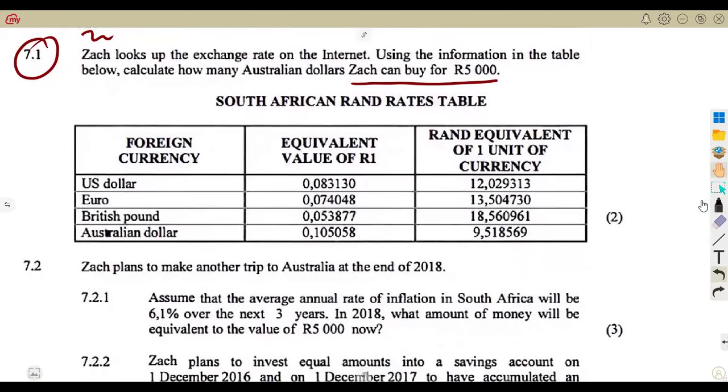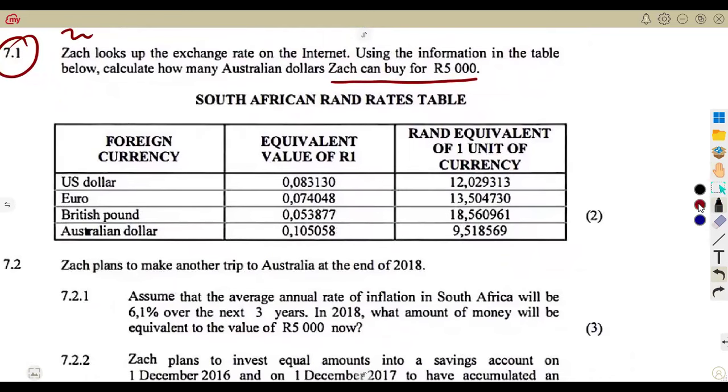Okay, let's take a closer look. We are given in this case the foreign currency. This is South African rates for the foreign currency, like the US dollar, the euro, the British pound. But considered what? South African rand rates to say the equivalent value of one when it is one rand. What is the equivalent? That is what they are saying, the equivalent value of 1 rand here.